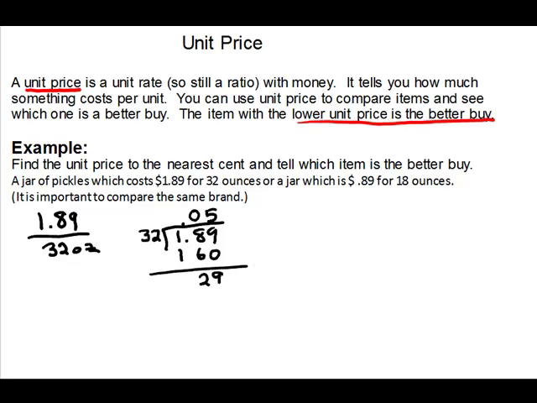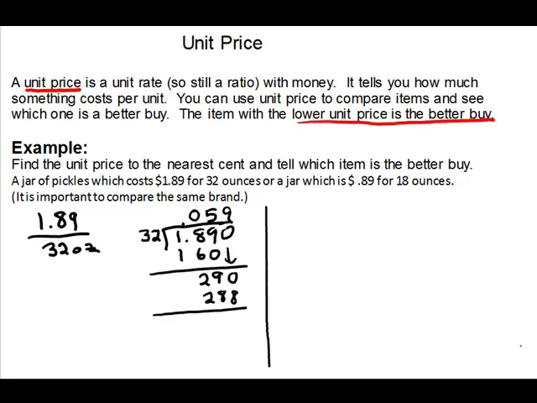Subtract. And we'll go one more place. Let's add a 0 and bring it down. And we'll do 32 into 290. This will go 9 times. 9 times 32 is 288. We're going to leave it sitting there in case we need to go out another place. When we compare, we just need to see a difference in one digit.